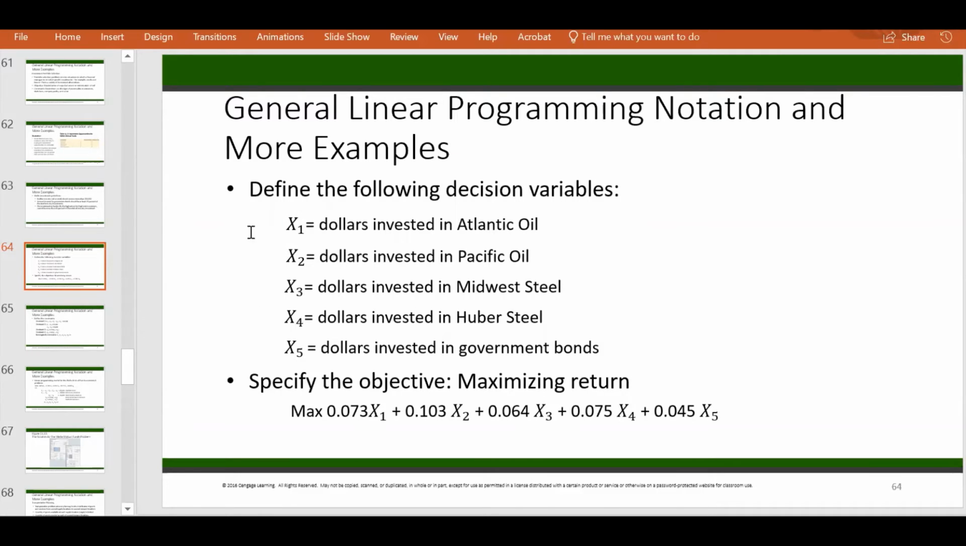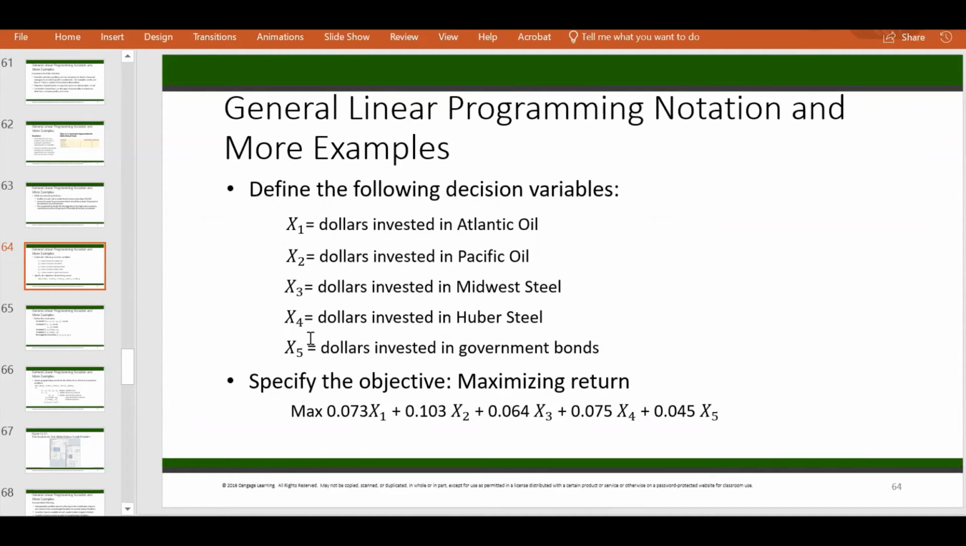The way we evaluate our decisions, the way we say if we have made the right decision or not, is by looking at the projected rate of return. That's exactly how we are making our decision. And so we want to maximize the projected total return. So I said for each $100 that you put on Atlantic oil, you're making $7.3 in projected return.